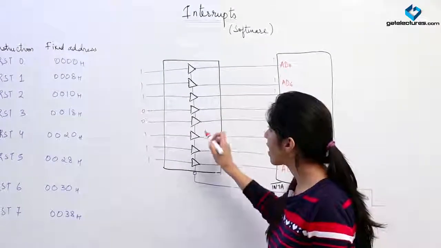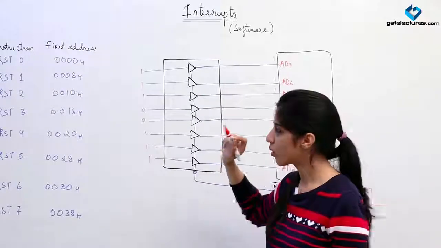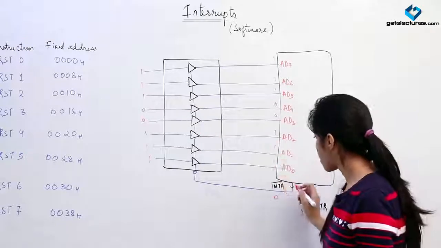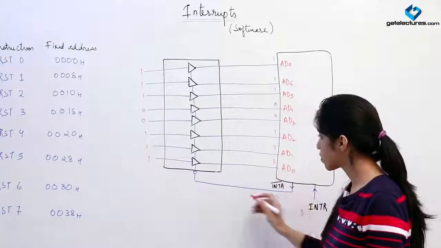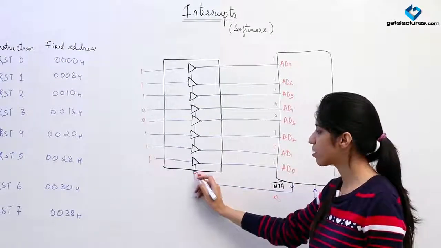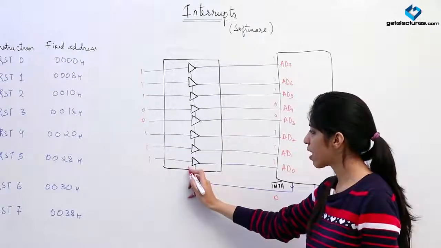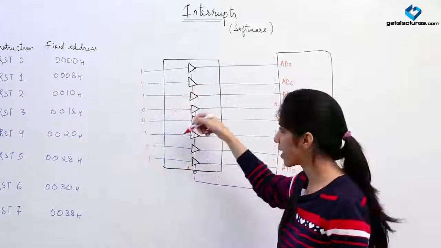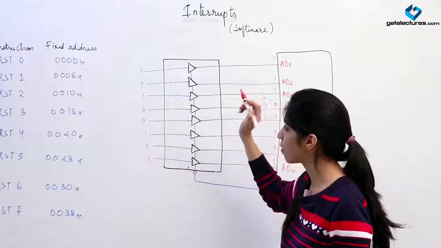So generally they are in a high impedance state. Nothing will be input in this gate. But as soon as this INTA bar becomes 0, and see there is a bubble here, the bubble means it becomes 1 after entering this. So all these gates become on, they get the supply and they are on.